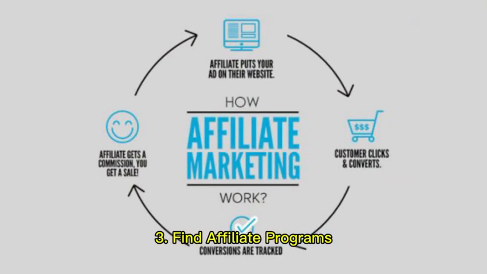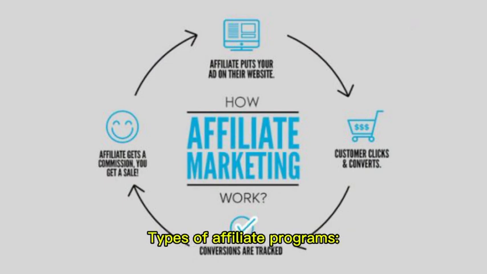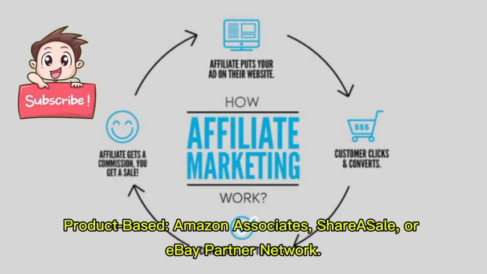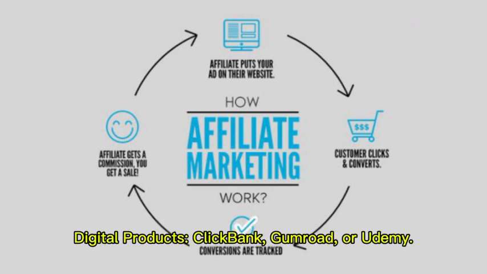3. Find affiliate programs. Look for affiliate programs that match your niche. Types of affiliate programs: product-based, Amazon Associates, ShareSale, or eBay Partner Network. Service-based, Bluehost web hosting, SEMrush SEO tools. Digital products, ClickBank, Gumroad, or Udemy.